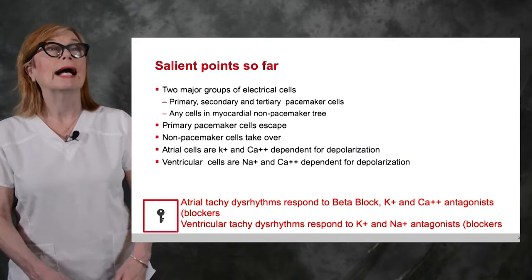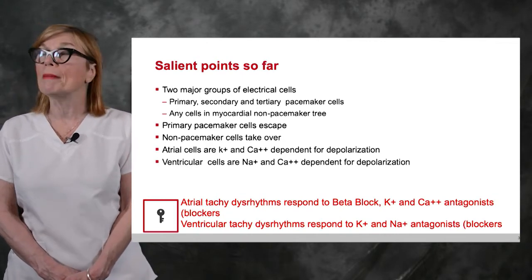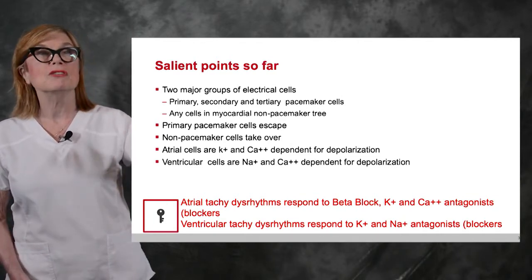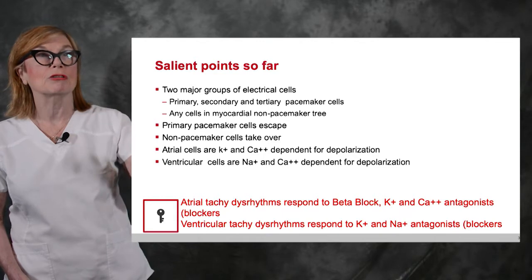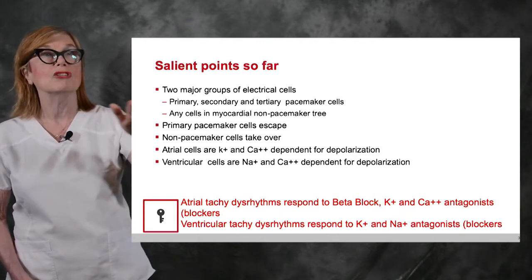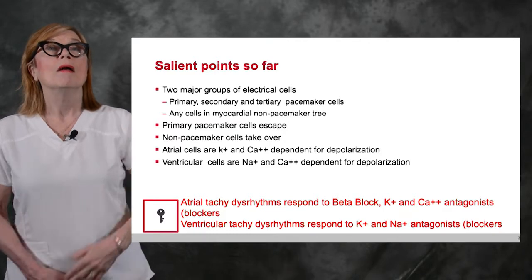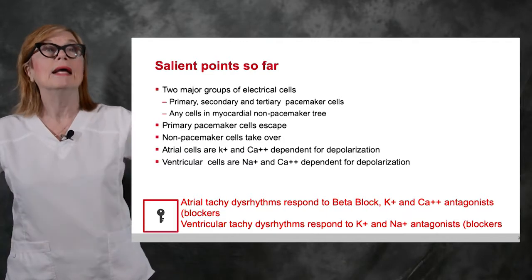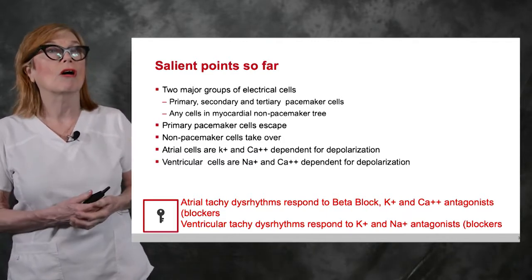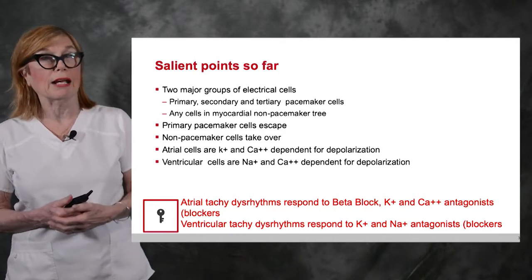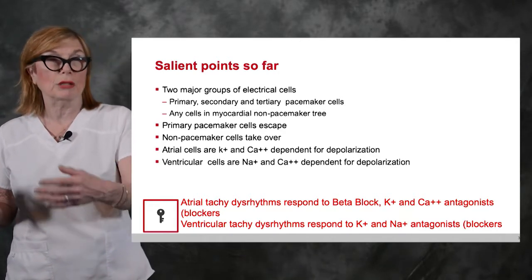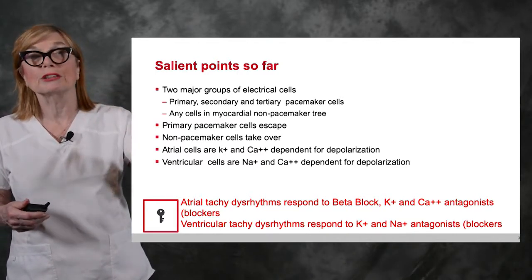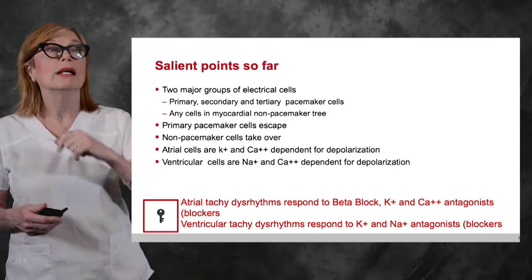So the other salient points so far are to remind ourselves that we have two major groups of electrical cells, electrical capability in the myocardium. The primary, secondary, and tertiary designed pacemaker cells, that would be sinus node, AV junction, Purkinje fiber. And then those cells are supposed to be in charge of the heart. They depolarize first in sequence and can actually engage the rest of the heart. However, non-pacemaker cells can take over if those cells are irritable, if electrolytes are imbalanced, if there's hypoxia, limited blood flow. Those non-pacemaker cells, and I mean designated pacemaker cells, can take over.